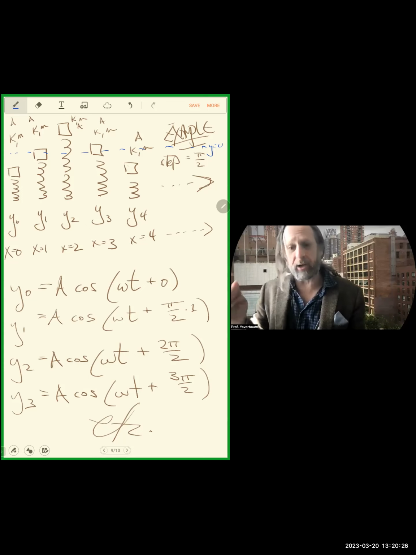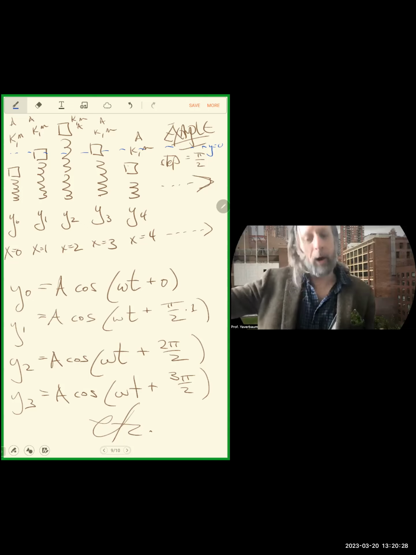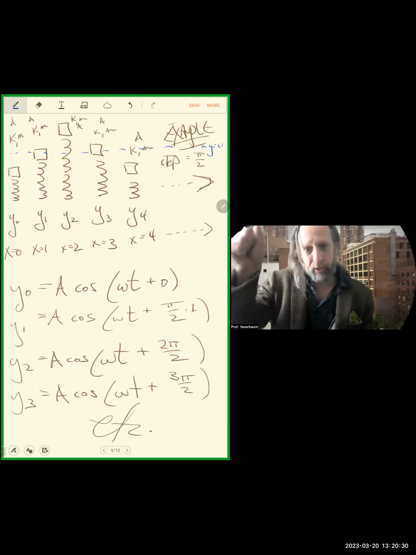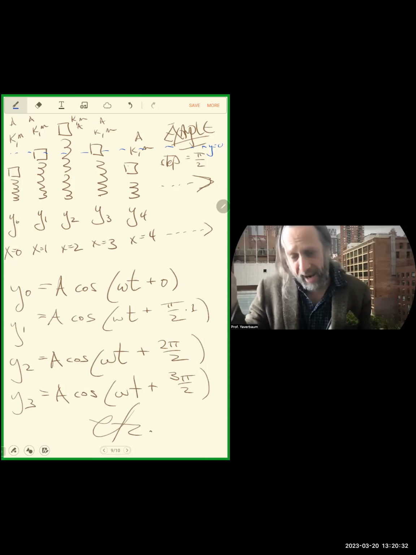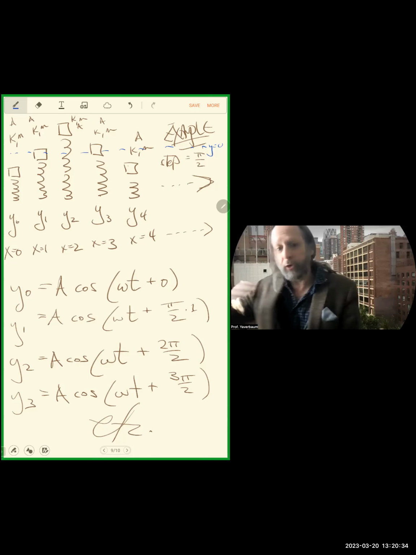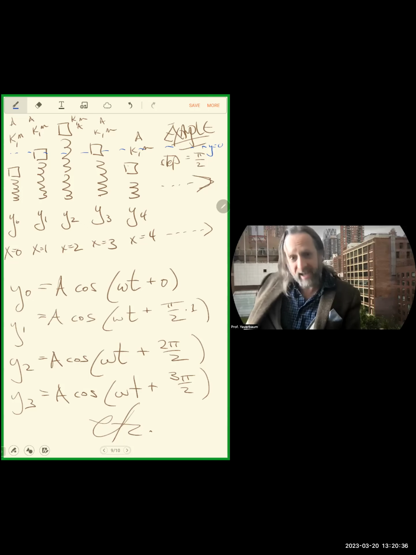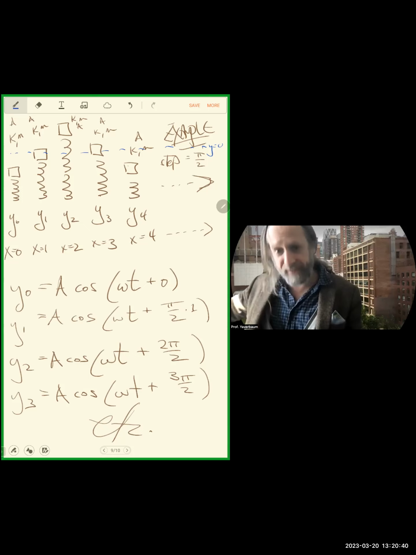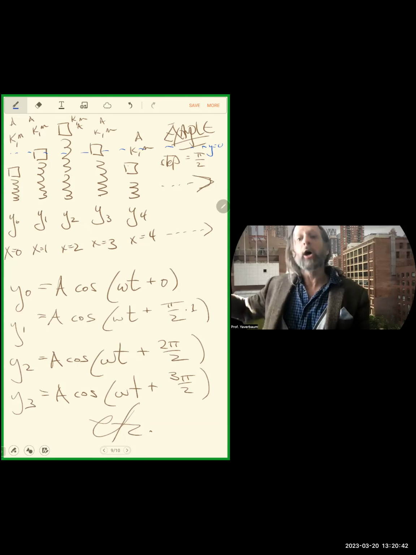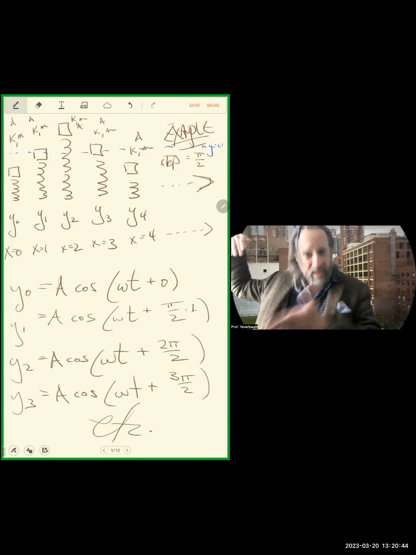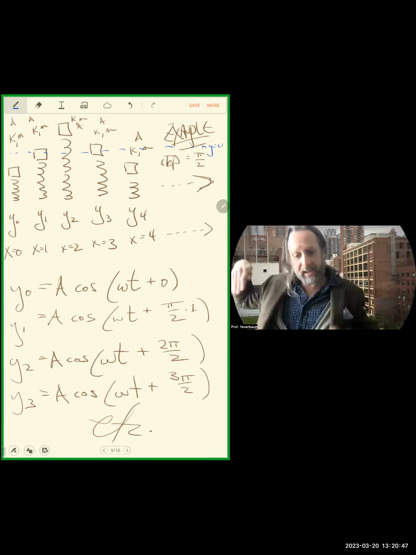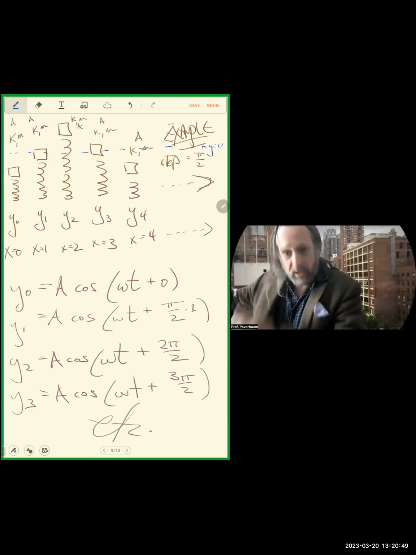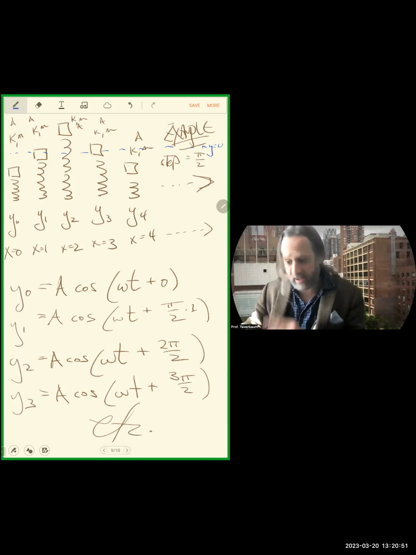Each next oscillator is another pi over 2 compared to its neighbor. They're each stepped in phase by pi over 2. So if you go all the way out and look at what its phase constant is measured from zero, if you go to the fifth meter on the x-axis, you're going to find that it has, in this example, a phase constant of 5 times pi over 2, right?